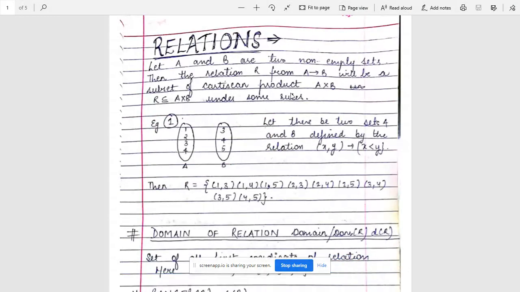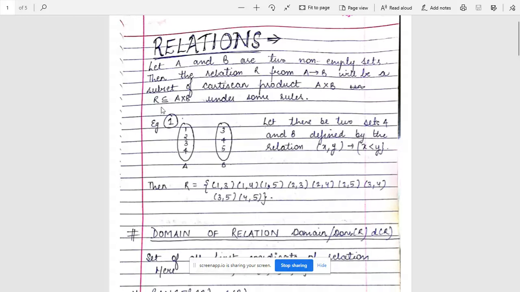Hello students, today I will start the next topic of unit 1, that is relation. In relation, you can see there are two sets. Let A and B be two non-empty sets. Then the relation R, that is capital R, from A to B will be a subset of the Cartesian product, which we have already discussed in the previous PPT, defined by A cross B.